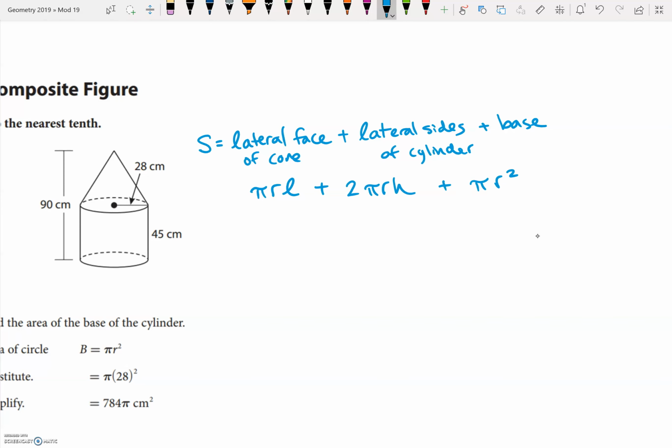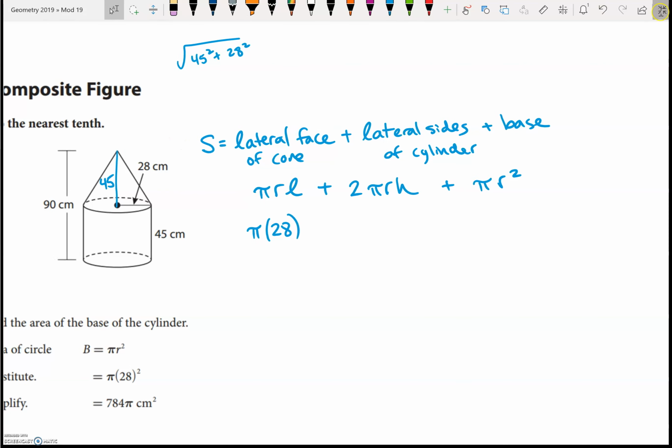It says that our radius is 28, so 28. Our lateral height, we don't know that yet. We need to figure out what that's going to be. So let's go ahead and do a little bit of math. We know that this is 45 and the total is 90, so we know that this is 45 as well. Let's see if we could break each of these down, if we could divide them by the same number. 45 squared plus 28 squared, take the square root.